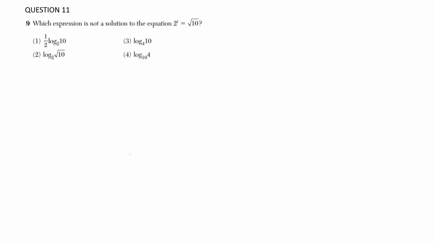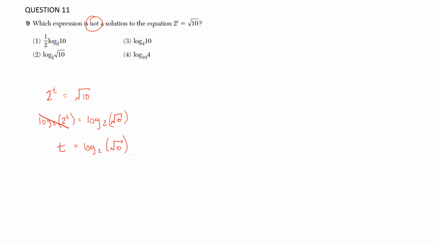All right, question 11. Which expression is not a solution to the equation 2 to the t equals square root of 10? So let's quickly solve that first. Let's solve for t. 2 to the t equals square root of 10, using log base 2 for both sides and using our log rules, we'll get this expression. This on the left simplifies to t. That's how you do logs. Log base 2 of 2 to the t is just equal to t, is equal to the log base 2 of square root of 10.